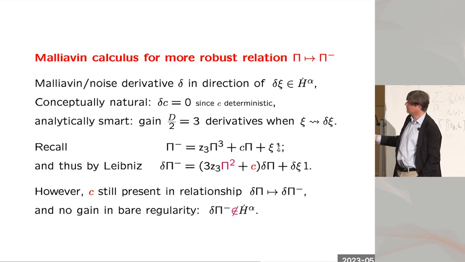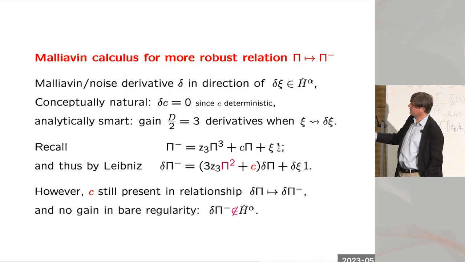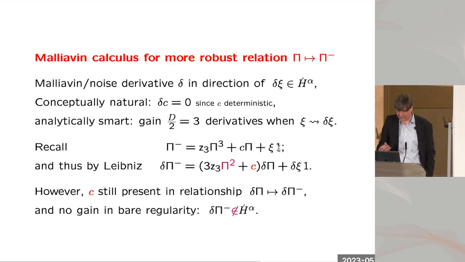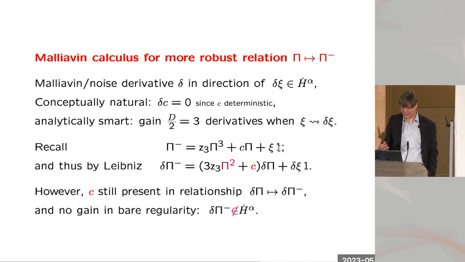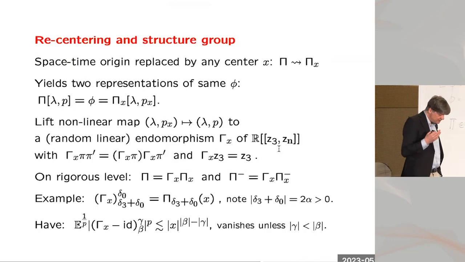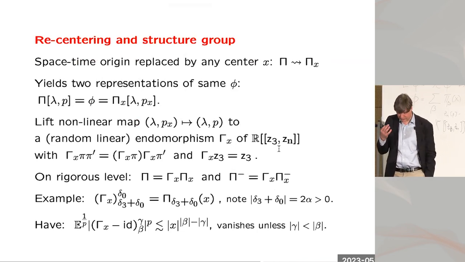And moreover, while it looks like you have gained a lot of regularity, in fact, you haven't gained any bare regularity, because the regularity of the delta pi minus is still dominated by the worst part, by the pi square here. So it's in general not in this Sobolev space. So it's a bit more subtle. While it's very clear that the basic idea makes sense, you have to work a bit. And again, in a certain sense, symmetry comes to your help.